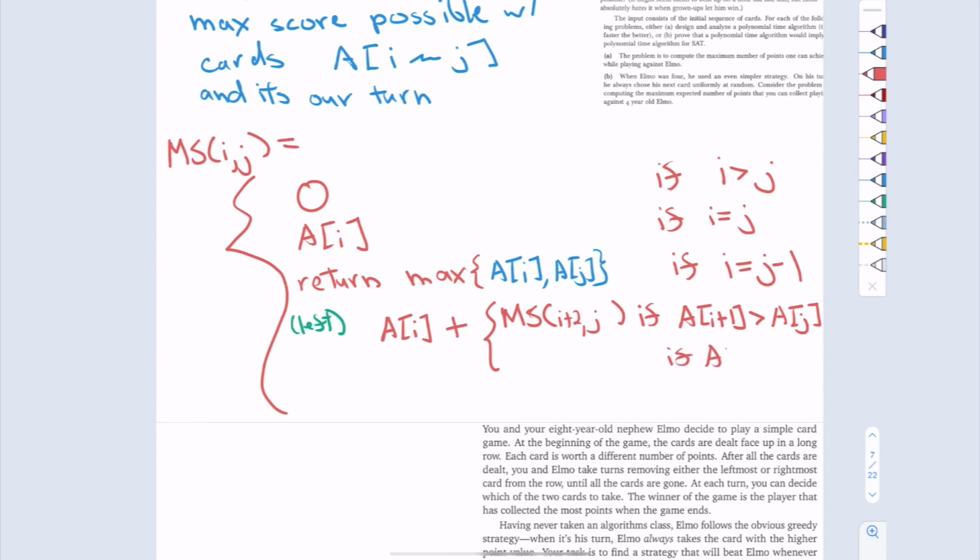Otherwise, A i plus 1 is less than A j, and you would instead write i plus 1 and j minus 1. Okay, so that would model taking the left card. Otherwise, there would be something similar, I guess, for the right one.